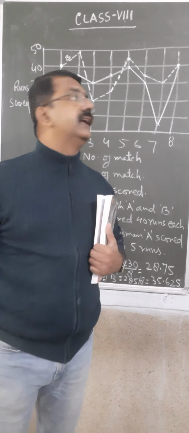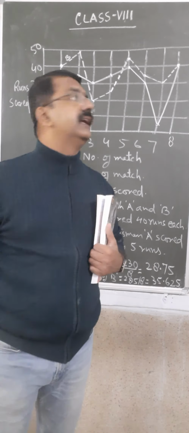Okay. The average performance of B is better. And then one more part is there. What is the batsman B's highest score? Batsman B's highest score is 50. You can see batsman B's highest score is 50. So I will write down the answer here.